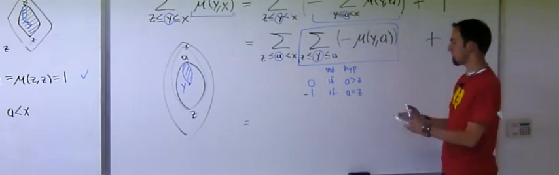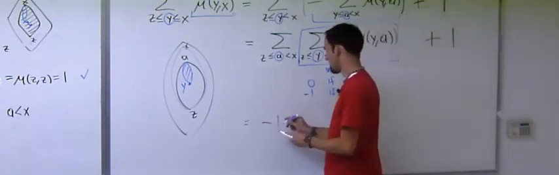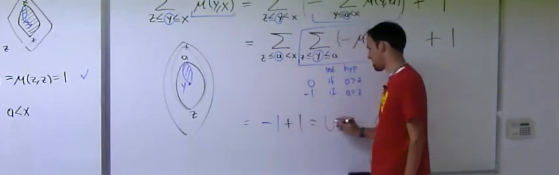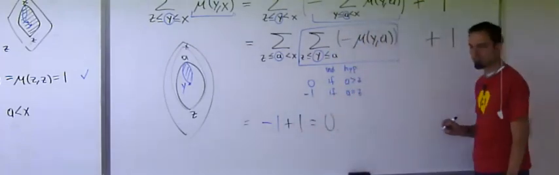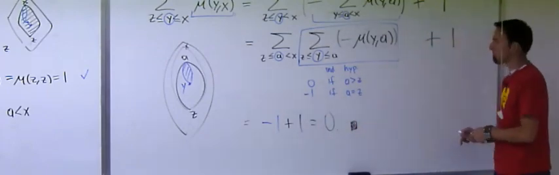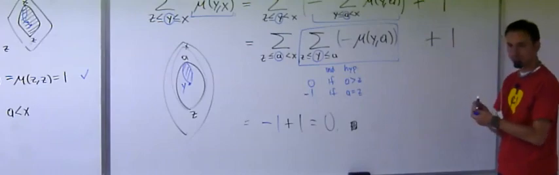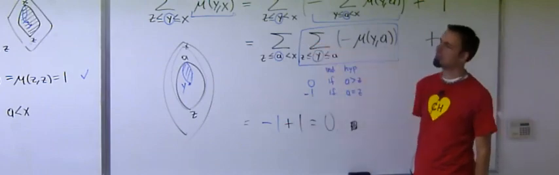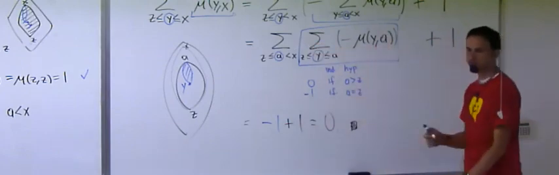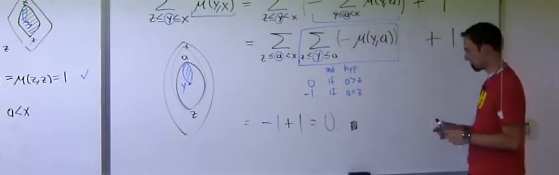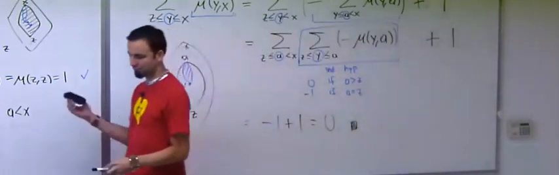So what I get in the end is negative 1 plus 1 equals 0, which is what I wanted. And that's the end of my proof. So that proves my lemma that I had over there, and that proves my Mobius inversion formula. So that's the proof.